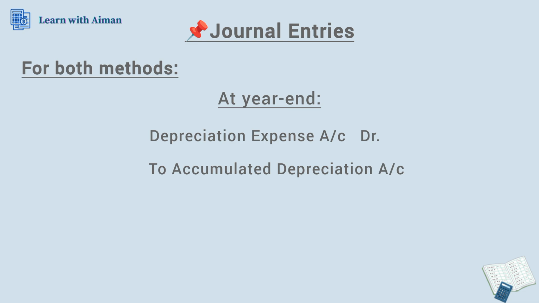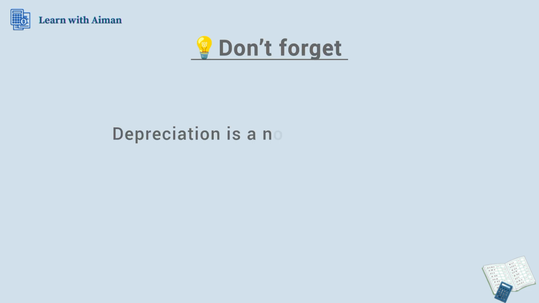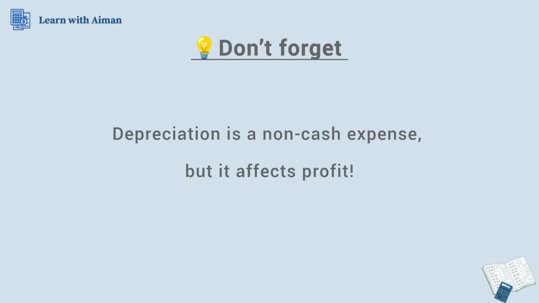Journal entries for both methods. At year end, depreciation expense account debit and accumulated depreciation account credit. Impact on balance sheet: assets shown at book value, cost minus accumulated depreciation. Don't forget, depreciation is a non-cash expense, but it affects profits.